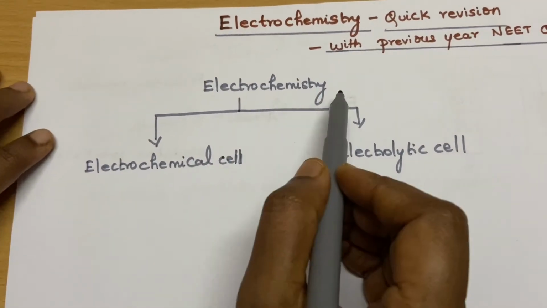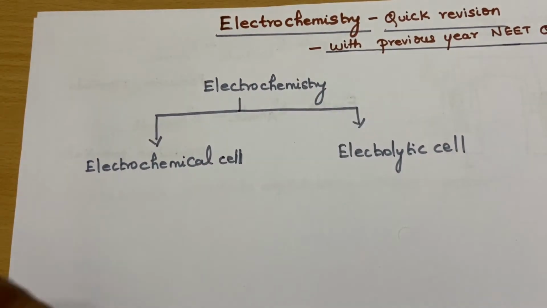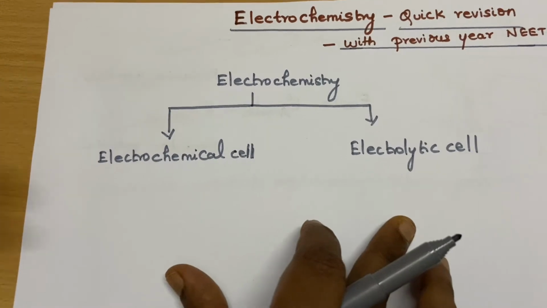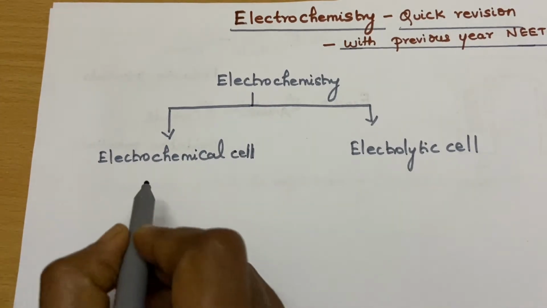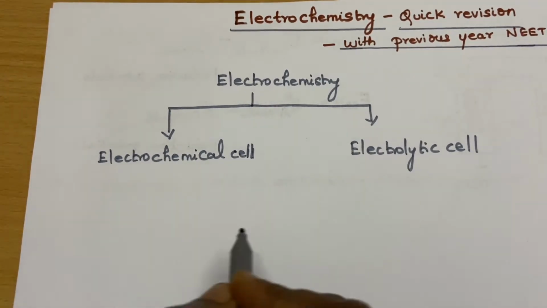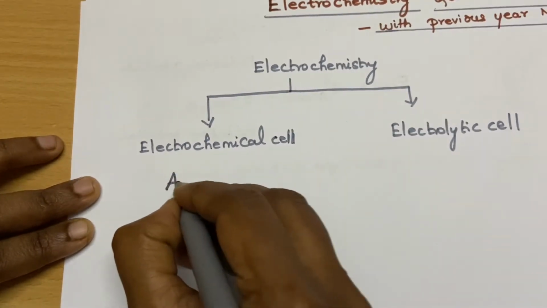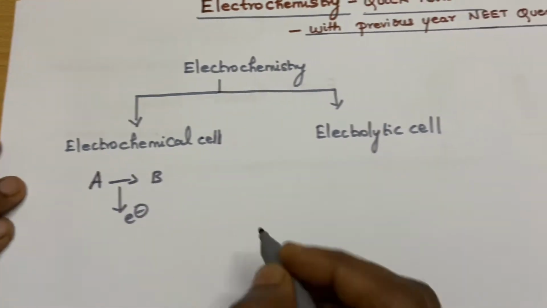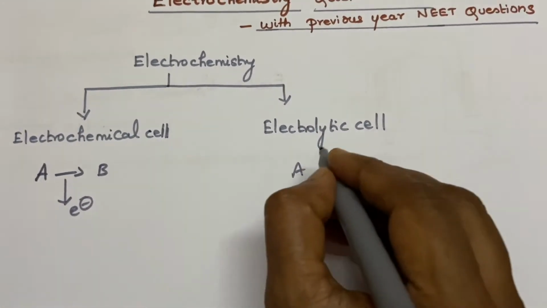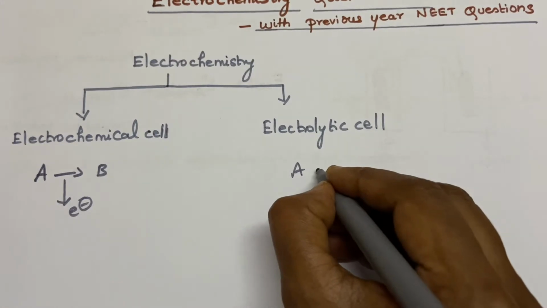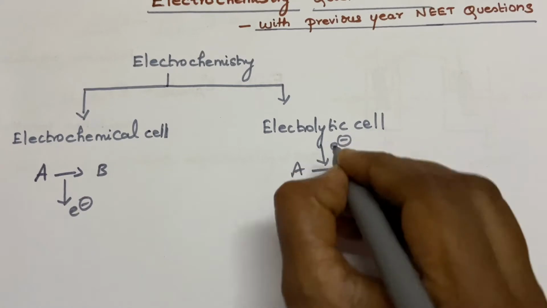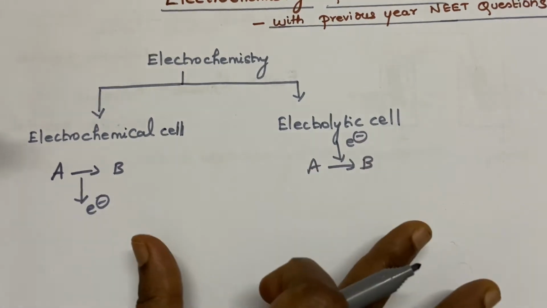So what is electrochemistry, students? It is a field that deals with the current and the chemistry. We have two kinds of cells: the electrochemical cell and the electrolytic cell. In an electrochemical cell, when we do a reaction, you get electricity from that reaction. The electrolytic cell is exactly the opposite: for some reaction to happen, you have to pass current. So that is the basic difference.